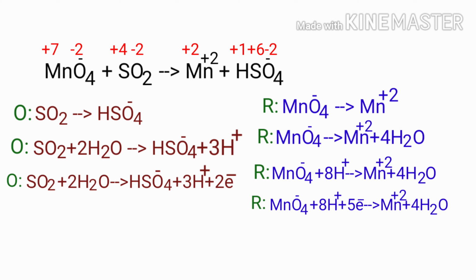Make electron gain equivalent to the electron loss. The electrons lost in the oxidation half reaction must be equal to the electrons gained in the reduction half reaction. In the oxidation half reaction, there are 2 electrons present, but in the reduction half reaction, there are 5 electrons present. So now you can try to make the number of electrons equal in both reactions. To do this, you can multiply the oxidation half reaction by a coefficient of 5 and the reduction half reaction by a coefficient of 2.